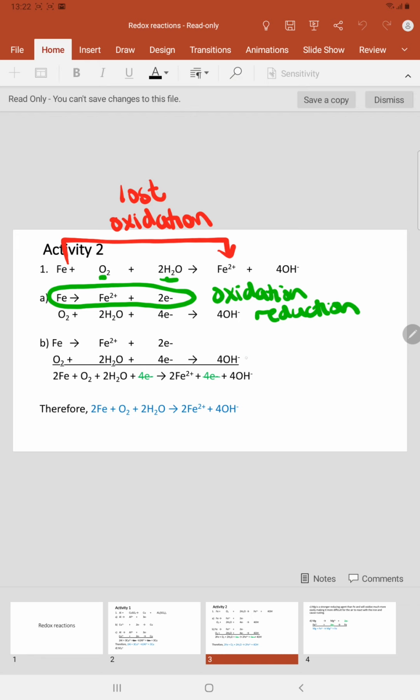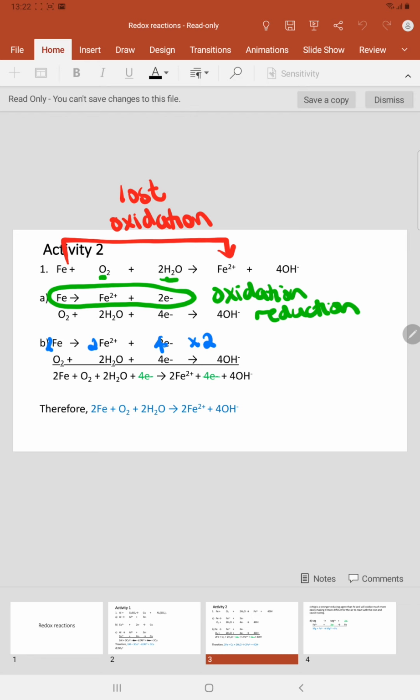So now we write the two equations, one beneath the other, and remember we aim to get an equal number of electrons in both so that the electrons will be equal and can be excluded from the equation. So a common factor here, we can multiply by 2. If we multiply this equation by 2, then the electrons will be equal. 4 electrons in this equation and 4 electrons in the first equation. So if we multiply this by 2, then we get 2 Fe, 2 Fe2+, and 4 electrons.